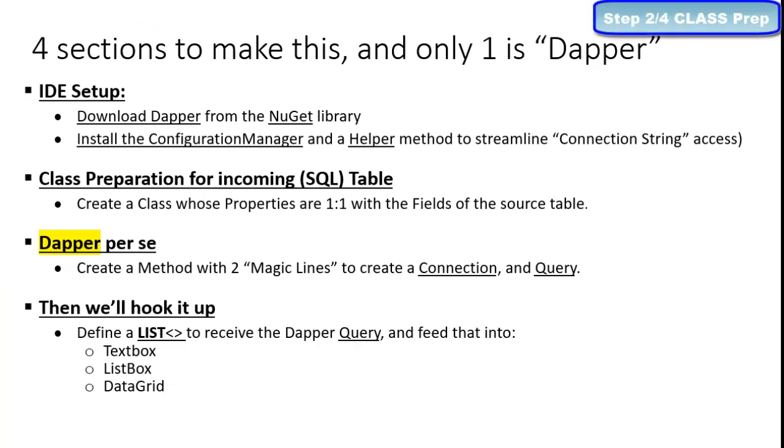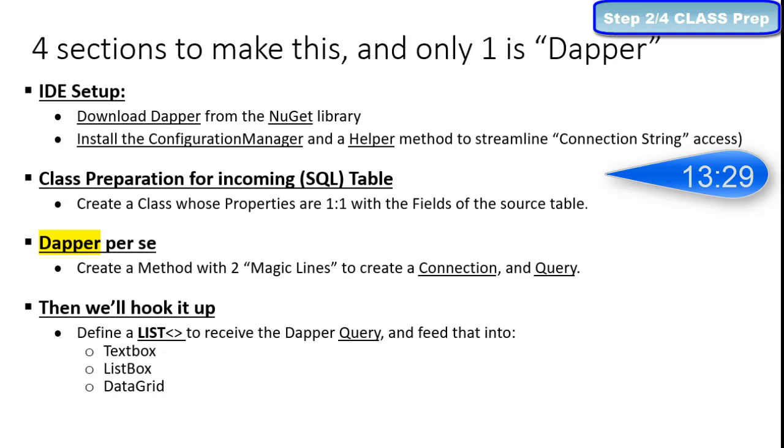Okay, we've done the first of the 4 sections. We've created the Dapper from the NuGet library. We've installed the configuration manager, and then we use the helper that uses the configuration manager to get the connection string that we're going to need to get to our data.